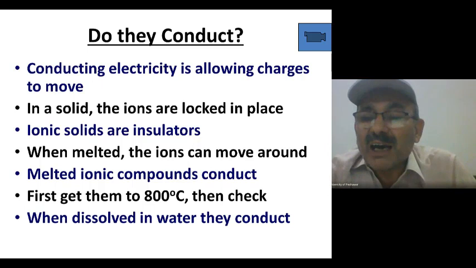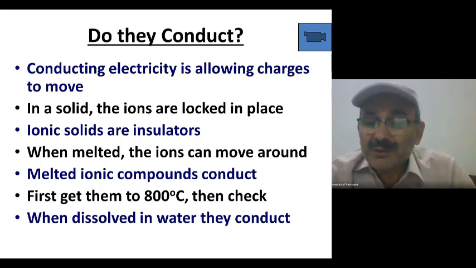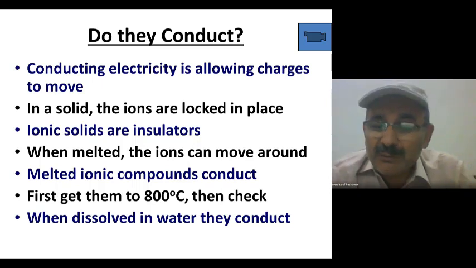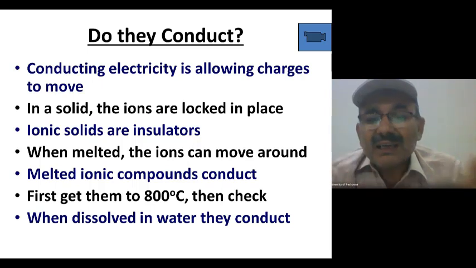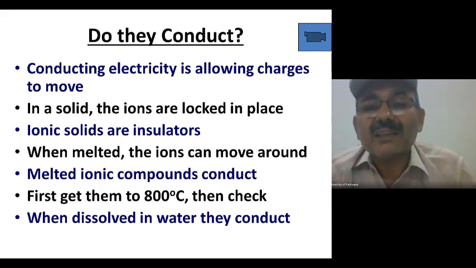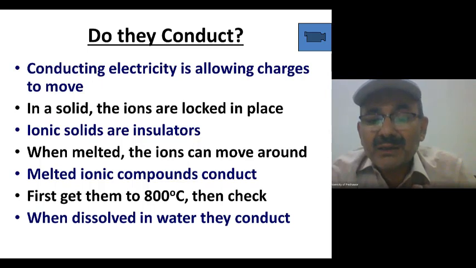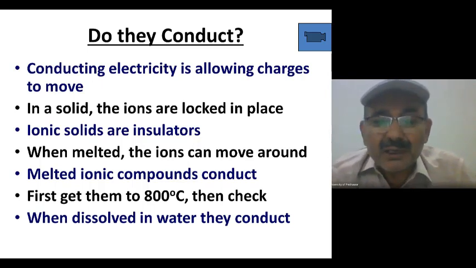When melted, the ions can move around. So at low temperatures or at room temperature, at which the electrons cannot move, the charges cannot move, the material will be an insulator. But when melted and the temperature is raised, melting ionic compounds conduct electricity because you give the opportunity to the ions to move around, and electricity is nothing but the movement of charge.